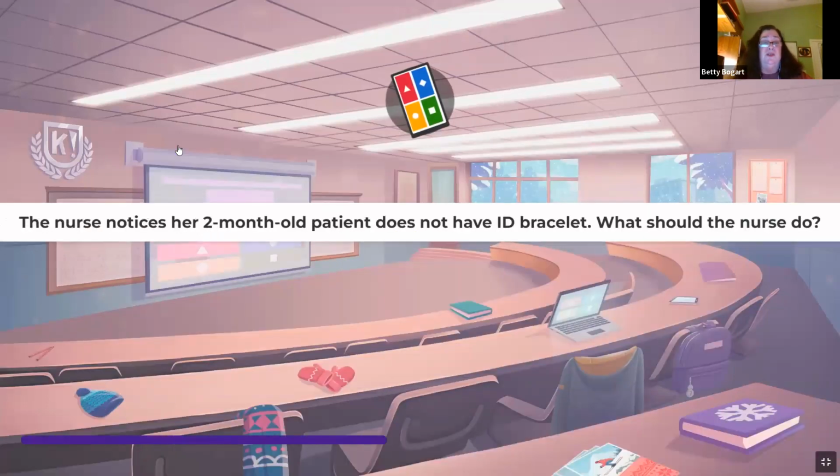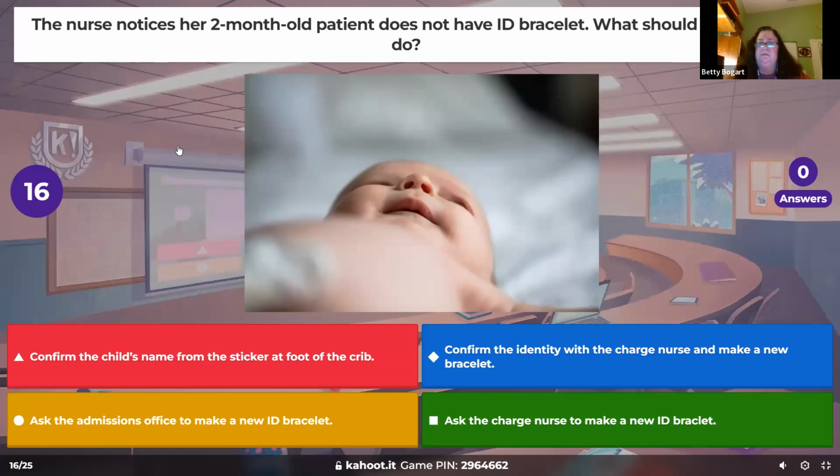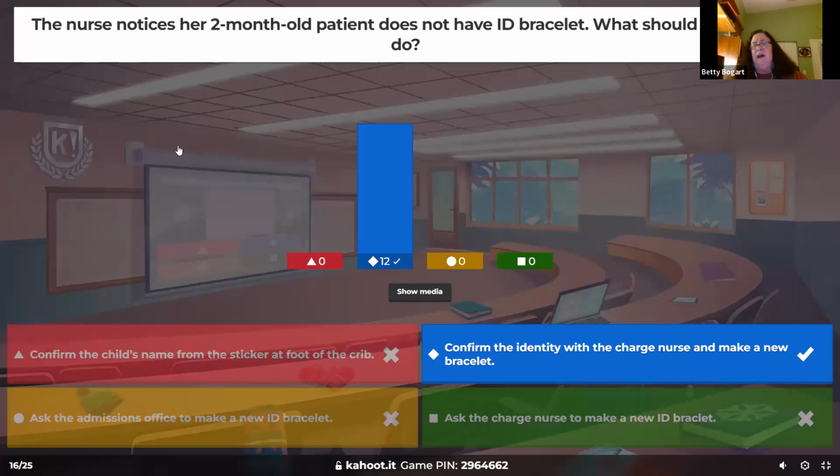The nurse notices her 2-month-old patient does not have an ID bracelet. What should the nurse do? This is one of the quality assurance things that every hospital unit does on a weekly or a monthly basis, going around checking, making sure that all patients have ID bracelets on. So we are going to confirm the identity with the parent, making sure the name and date of birth, tell the charge nurse, and they will make sure either to make one or to call the person up who needs to put on a bracelet. Could be the admissions office. I mean, every hospital is different.